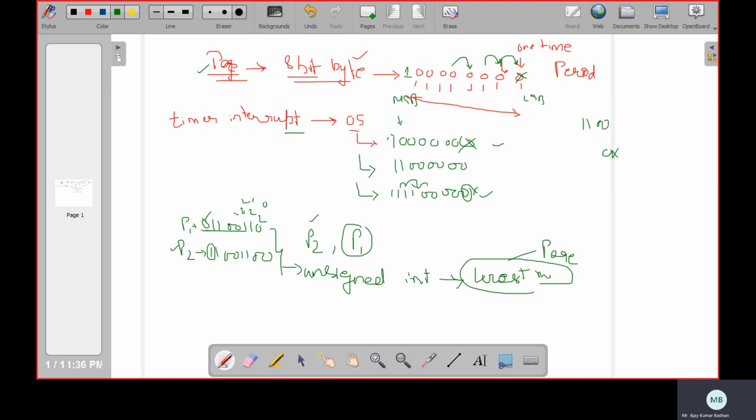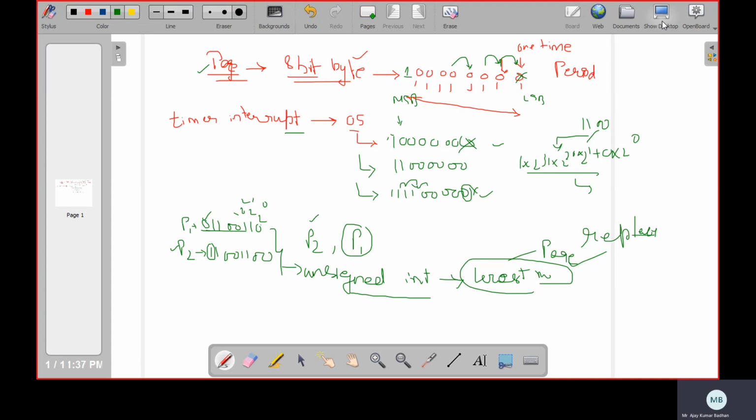How can I write it? 0 into 2 to the power 0, plus 0 into 2 to the power 1, plus 1 into 2 to the power 2, plus 1 into 2 to the power 3. Whatever value you get is the result. So if you are able to convert that into an unsigned integer, the page having the lowest value is the page we need to replace. That is the whole concept related to reference bits.